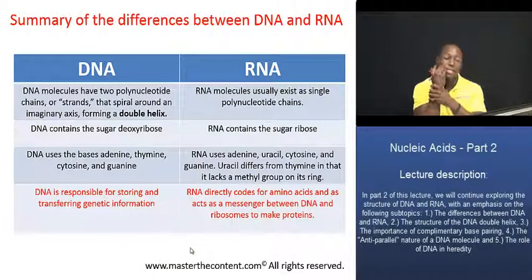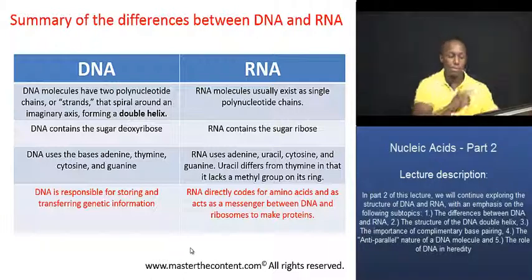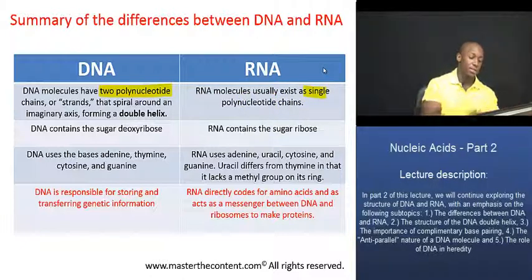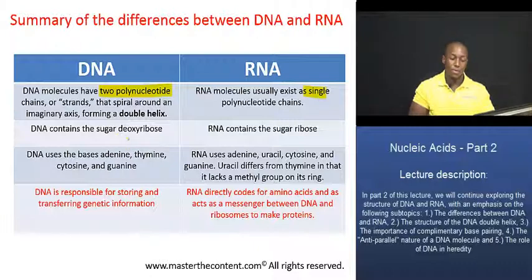What I want to show you here is a very simple table that summarizes the key differences between DNA and RNA that we've already talked about. So for instance, DNA molecules have two polynucleotide chains. RNA molecules usually exist as single polynucleotide chains. The sugar that we find in DNA is a deoxyribose sugar because of the simple fact that we have a hydrogen instead of a hydroxyl group at the second prime position.